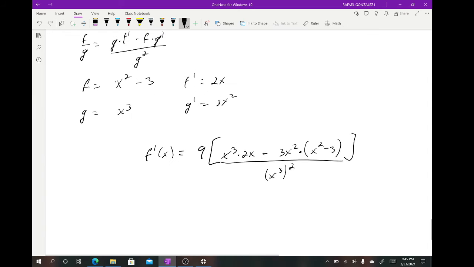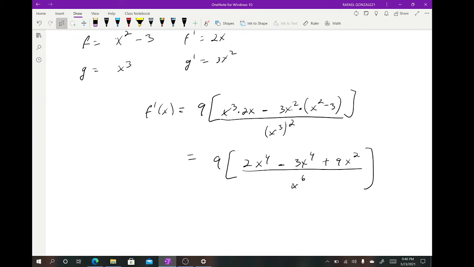Okay? So this is equal to what? So we have x cubed times 2x, that's going to be equal to 2x to the 4, minus I have 3x squared times x squared, that's 3x to the 4, and then minus 3x squared times minus 3, that's going to be equal to plus 9x squared, all divided by x to the 6.